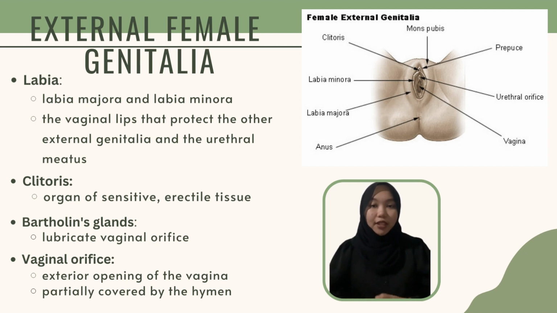Next is the clitoris. The clitoris is an organ of sensitive, erectile tissue located anterior to the urethral meatus and the vagina orifice. Next is Bartholin's glands. A mucus secretion is produced in the Bartholin's glands in order to lubricate the vagina. On either side of the vagina orifice is where you'll find these two small glands that look like balls. Next is the vagina orifice. The vagina orifice is the exterior opening of the vagina. The meaning of orifice is opening. The vagina orifice is partially covered by the hymen.